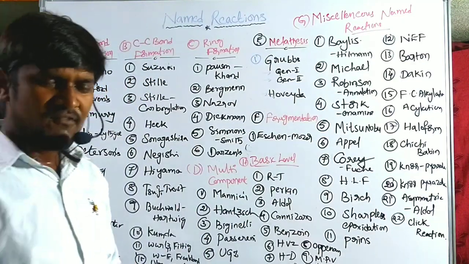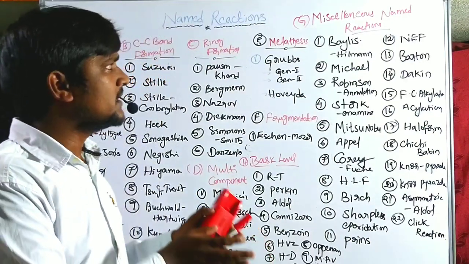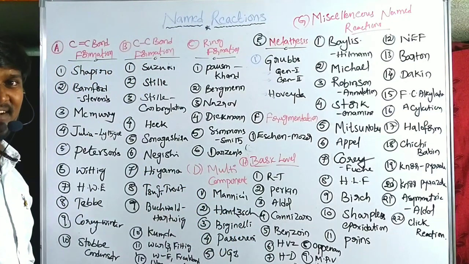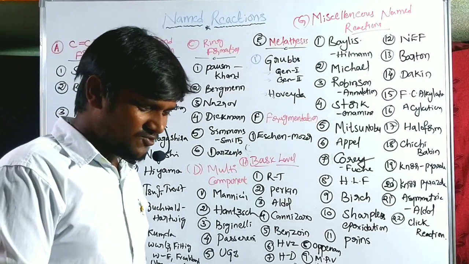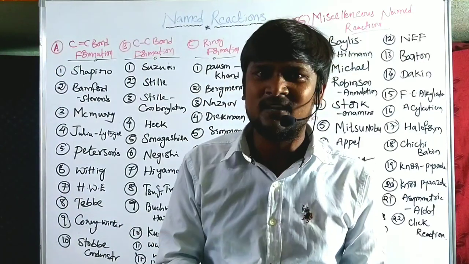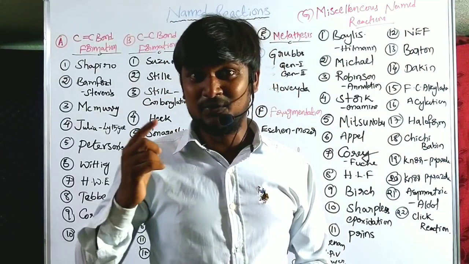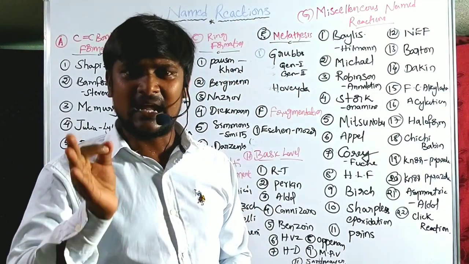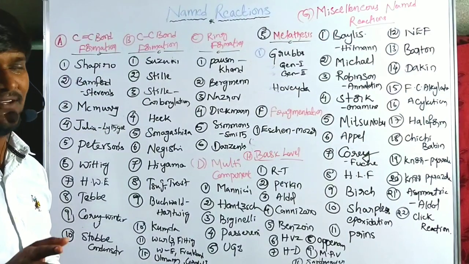Based on the function of the reaction, I will classify the named reactions into seven categories. Very interesting one. The first one is C double bond C formation. All those reactions which form a C double bond C, whenever you remember those reactions regularly, it helps a lot to basic learners and to higher level students also.